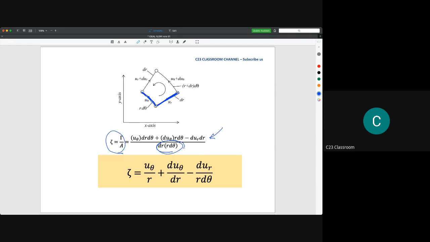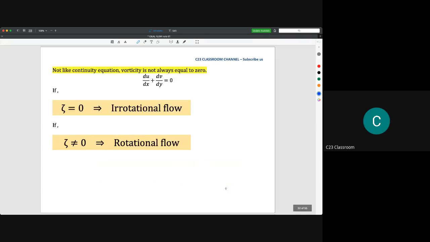And then if we solve this equation, we could get these terms, and this is the final term for the vorticity in polar coordinates. I hope you could derive your own continuity equation, followed by the stream function, and then here you could calculate the vorticity. After this we will go for velocity potential.